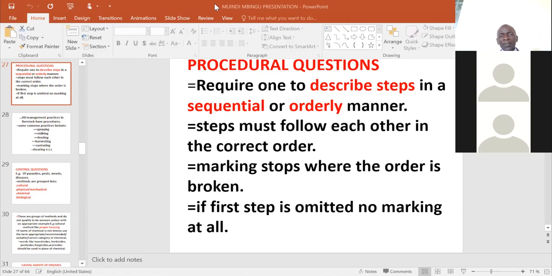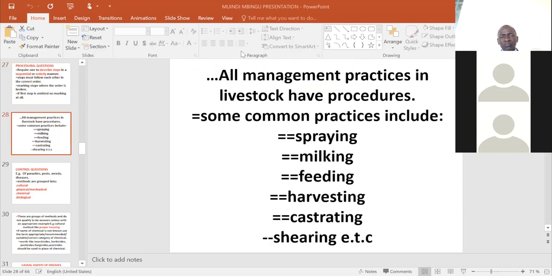Feeding. Of course, harvesting doesn't apply in paper 2, but of course, when preparing for paper 1, castrating or castration, shearing, because you can easily be asked to describe the procedure of those and other many practices that I've not named.